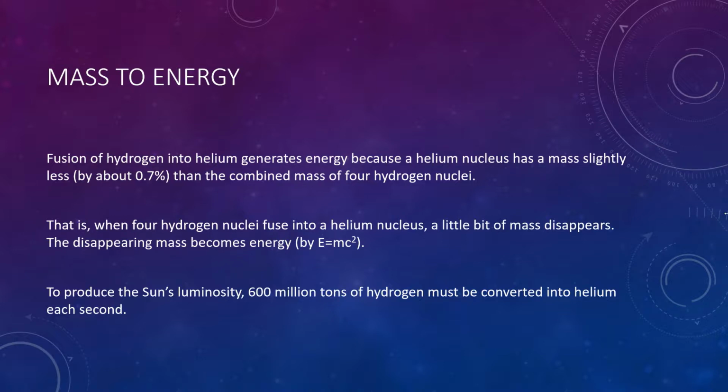Fusion of hydrogen into helium generates energy because a helium nucleus has a mass that is slightly less, by about 0.7%, than the combined mass of the 4 hydrogen nuclei. That is, when 4 hydrogen nuclei fuse into a helium nucleus, a little bit of mass disappears. The disappearing mass becomes energy in accordance with Einstein's formula E equals mc squared.